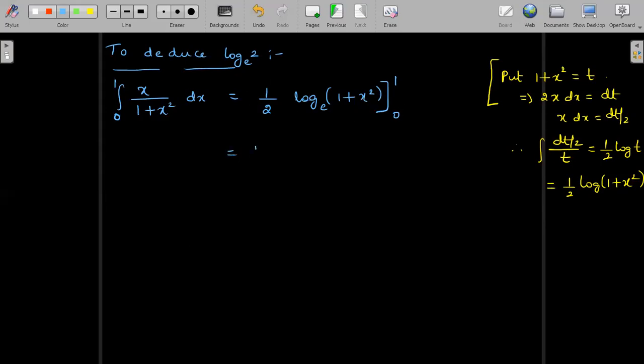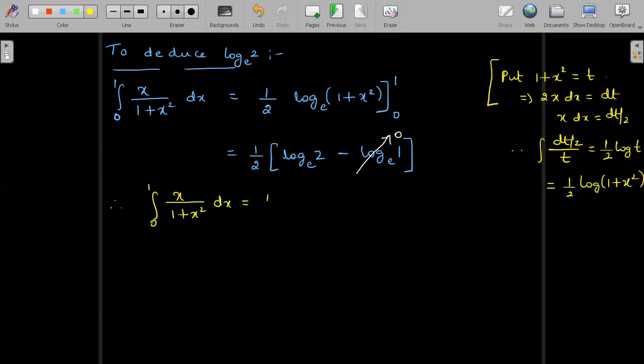Now let us apply the limits, upper limit minus lower limit. So log of 1 plus 1, which is nothing but 2, log 2 to the base e minus log 1 to the base e. But we recall the standard value, log 1 to the base e is nothing but 0. So we have the integral evaluation as integral 0 to 1 x divided by 1 plus x square dx is equal to half of log 2 to the base e. So let me call this equation 2.